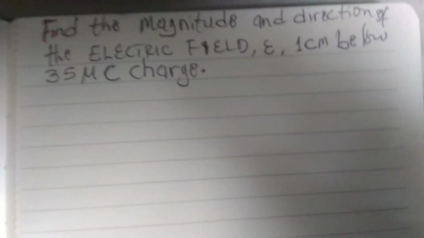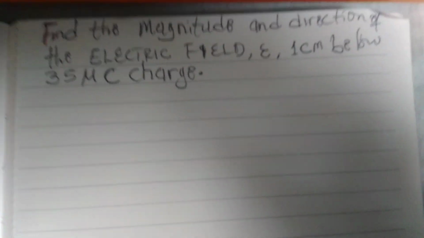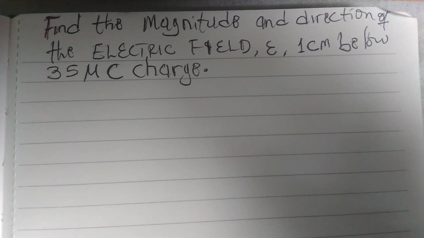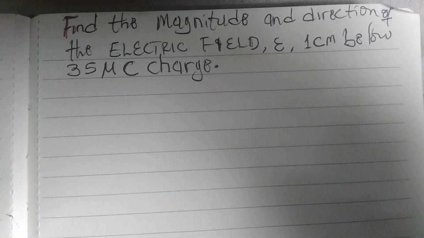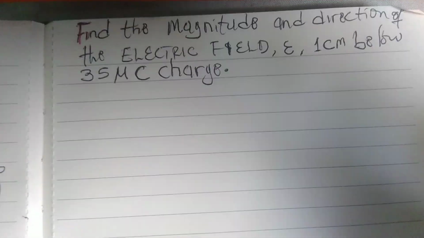Now let's look at the question. The question says: find the magnitude and direction of the electric field E 1 centimeter below a 35 micro coulomb charge.